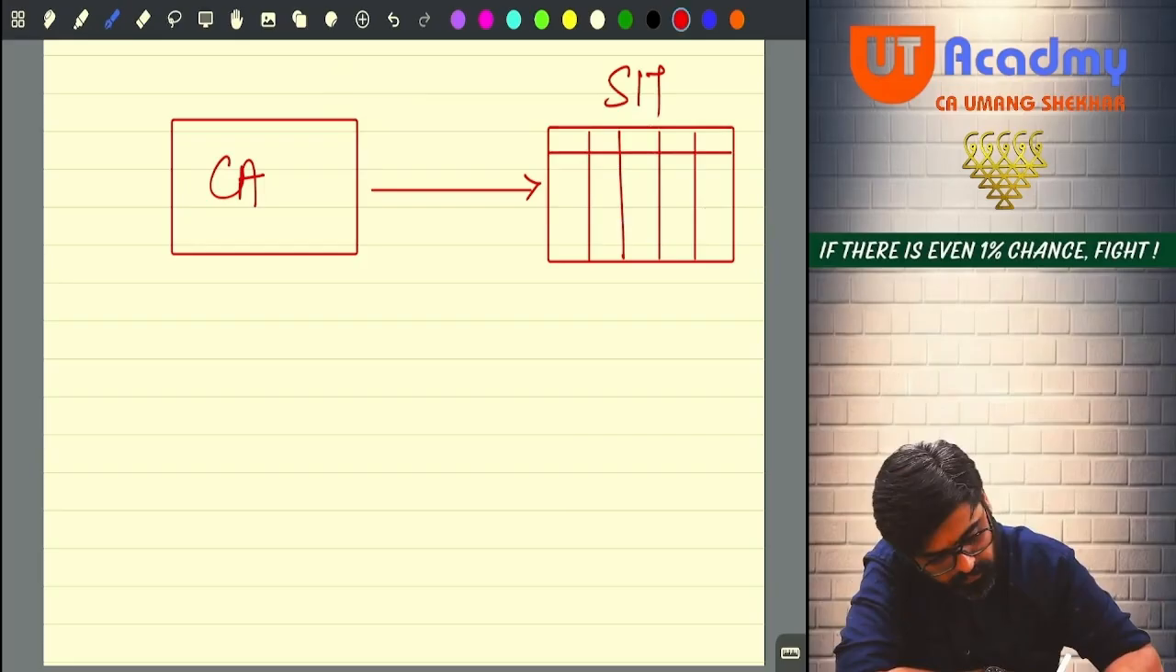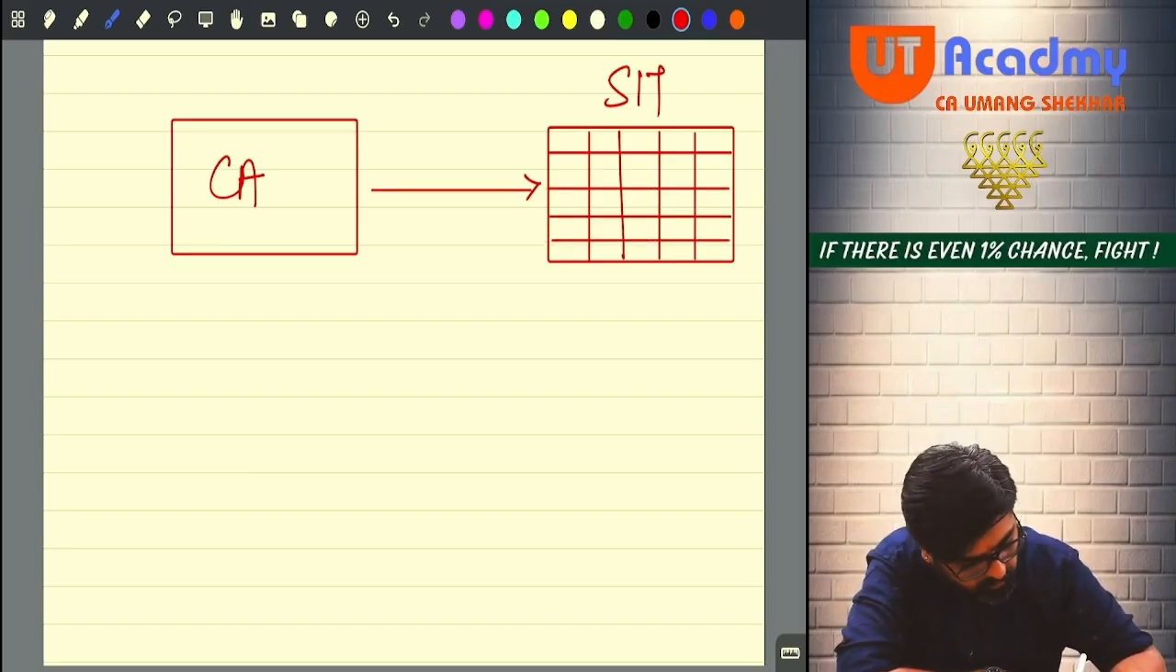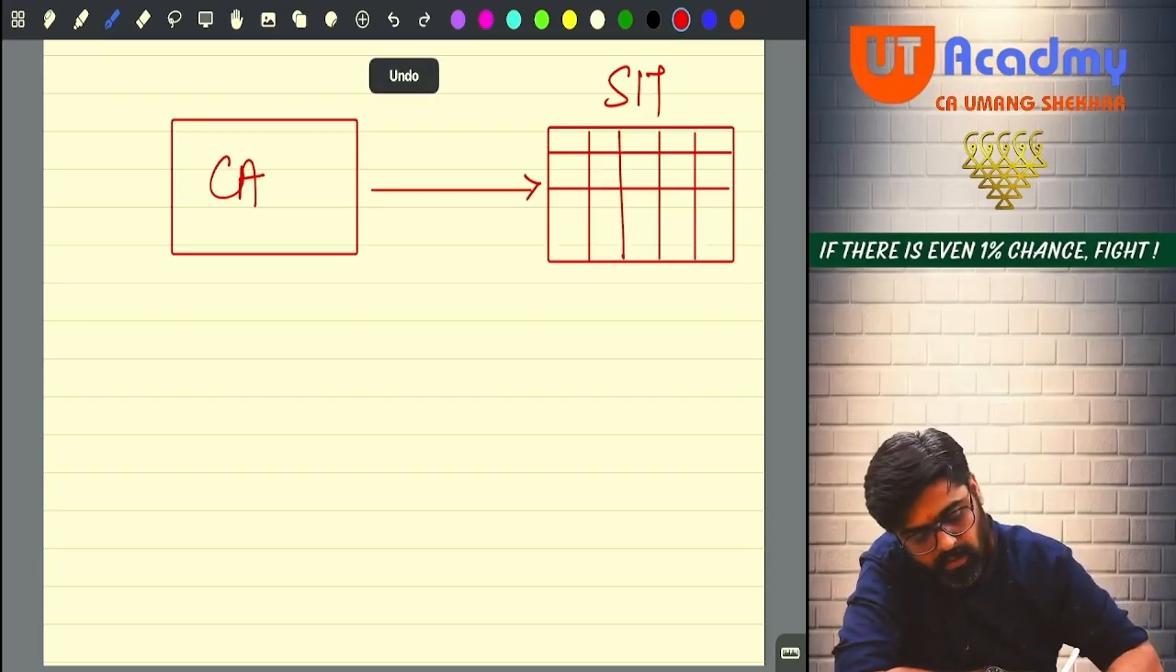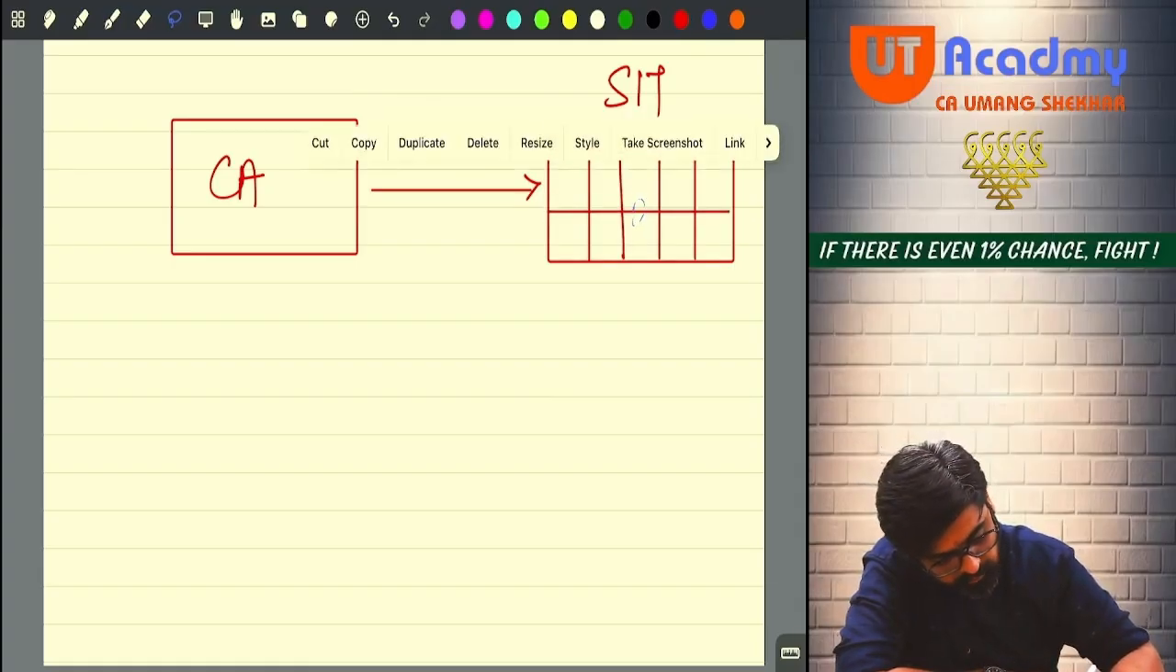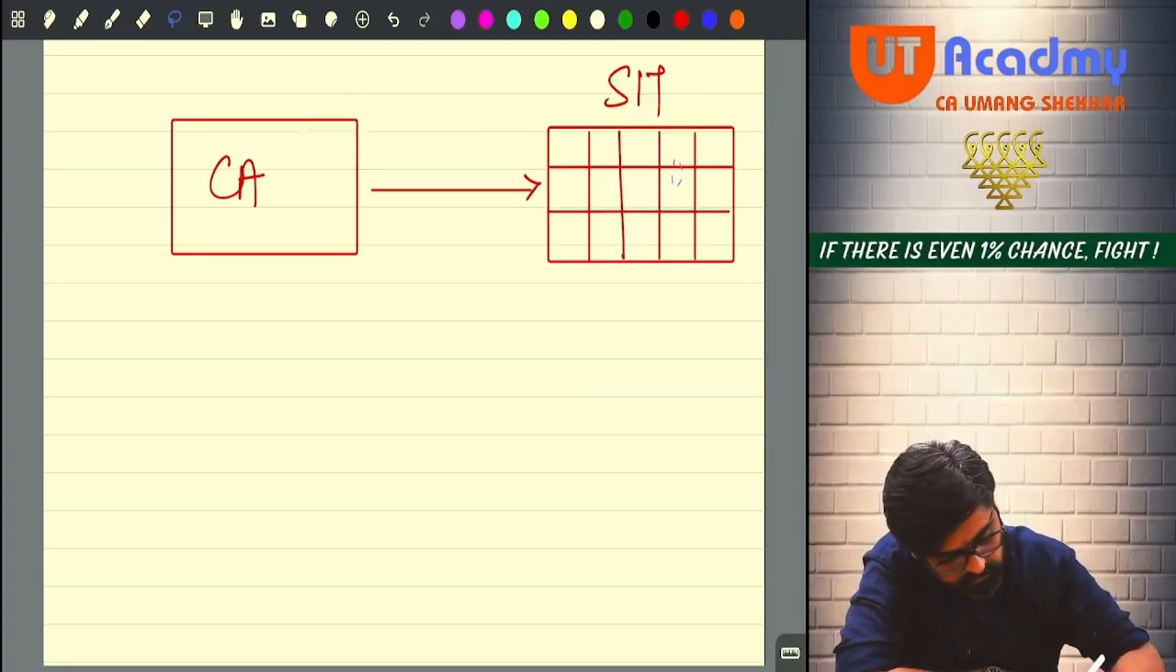One, 2, 3, 4 and 5. 15 flats are there? No, now there are more. I have to draw only 2 lines so that there are 15 flats.